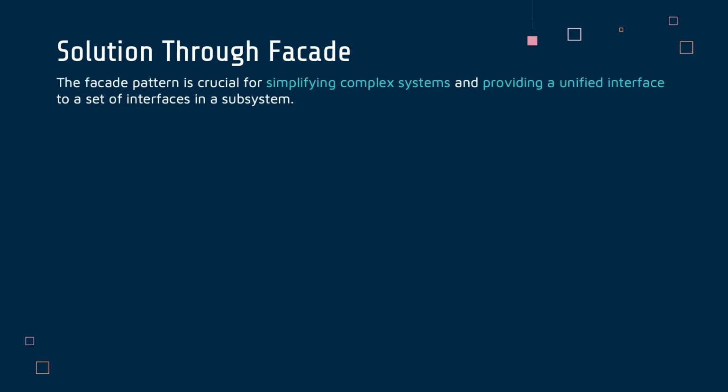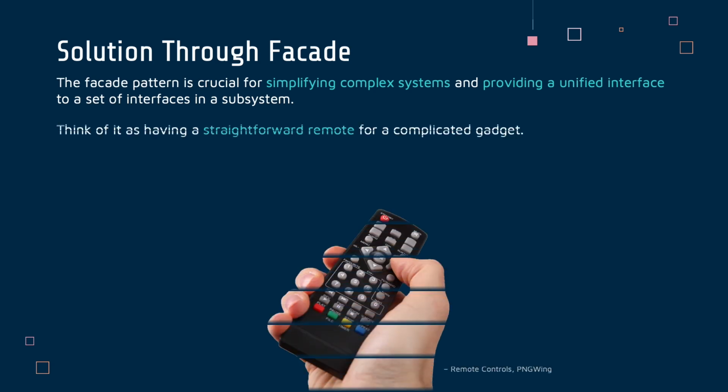The facade pattern is crucial for simplifying complex systems and providing a unified interface to a set of interfaces in a subsystem. It offers one main way to work with many parts inside the system. Think of it as having a straightforward remote for a complicated gadget. It helps us get a system that is simpler to use or fits our specific needs.